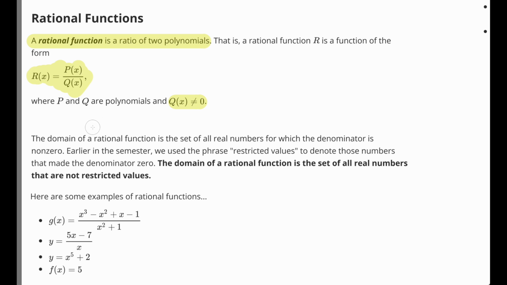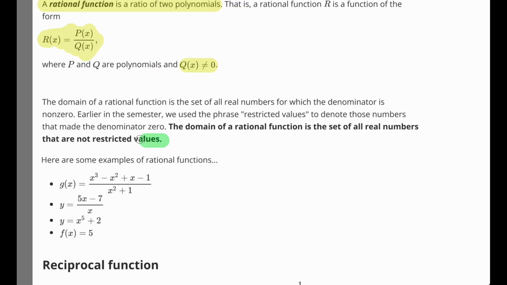Okay, the domain of a rational function is the set of all real numbers for which the denominator is not 0. So to figure out what values are in a certain domain, we're going to figure out which ones would cause a division by 0, because obviously those would not be counted. The domain of a rational function is the set of numbers that are not restricted values. There are certain values you cannot put in for a specific value in the denominator, because then it would cause a division by 0. And as we talked about just a second ago, you can't have any divisions by 0.